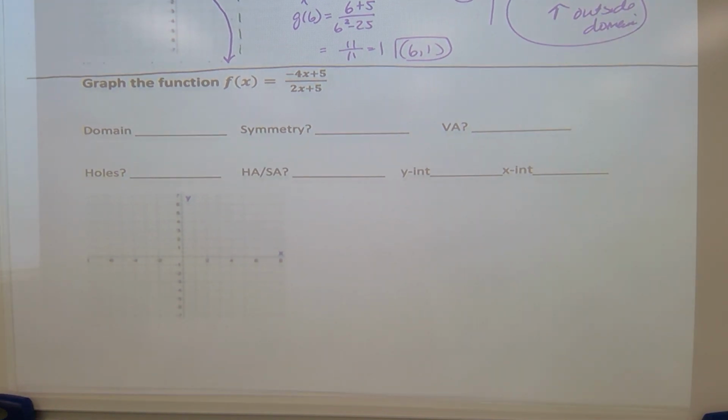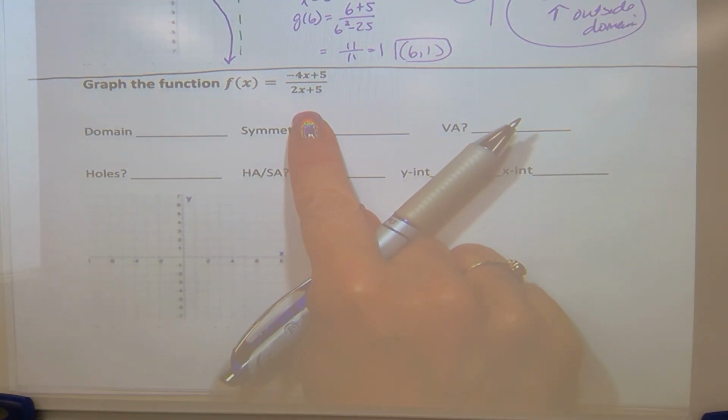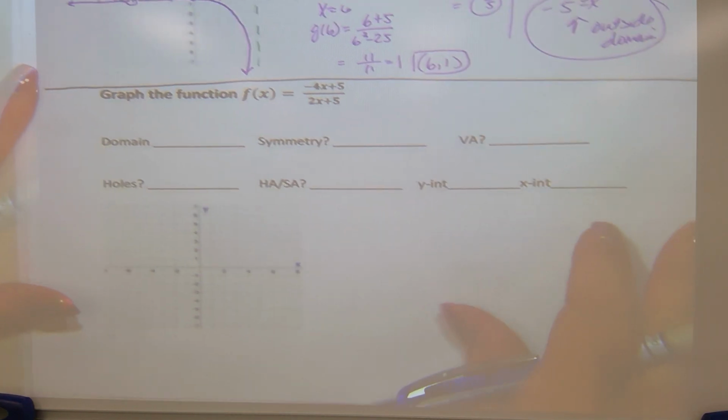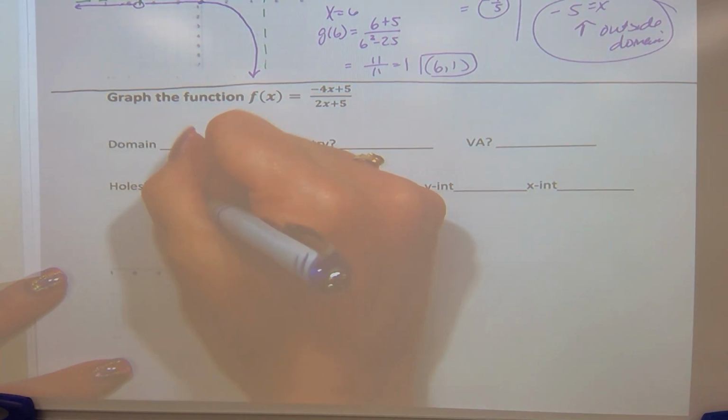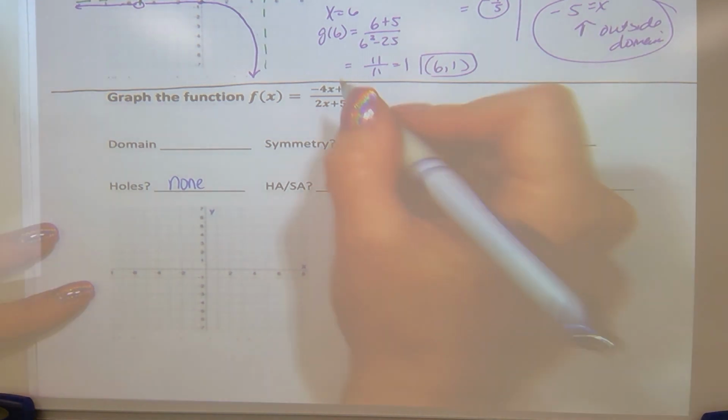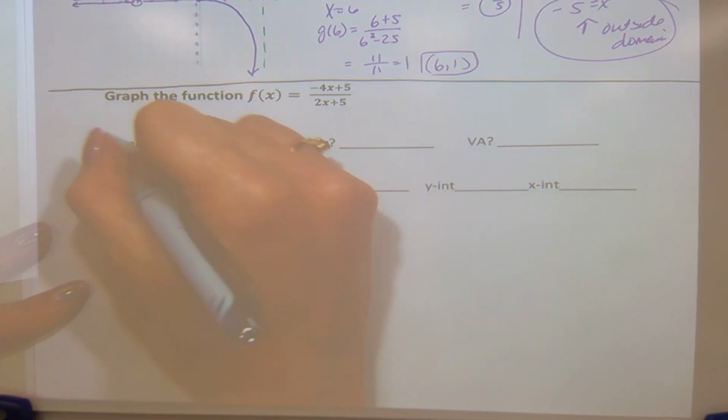All right, so let's walk through this function. If I look at my function, f of x, it's not factorable. It's already in lowest terms. Since it's in lowest terms, I know that I won't have any holes. Nothing's going to factor out. To find anything excluded from the domain, I look at the denominator.